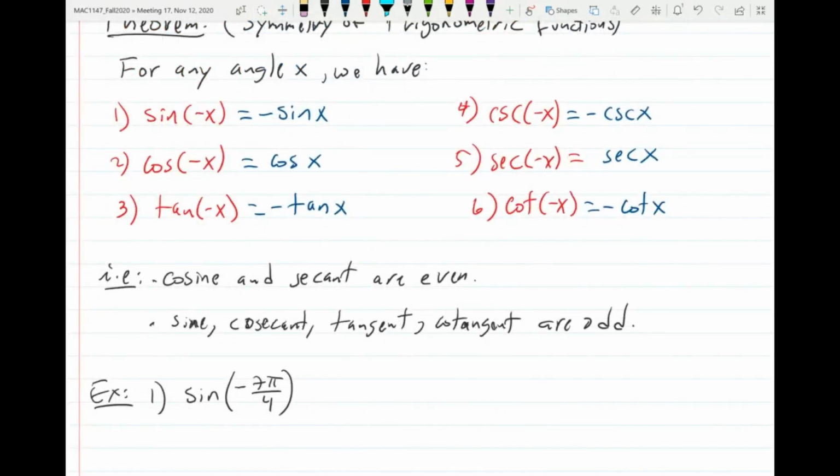Oh, wait. This minus should not be here. Sorry. So secant is even. In the formula, I had put a minus there that was not correct. Okay. And the reason why it's even is because secant is 1 over cosine. So, for example, you have secant of negative x. This is the same thing as 1 over cosine of negative x. But cosine of negative x is just cosine of x, because cosine is even, and 1 over cosine gives you secant. That's how you justify number 5.